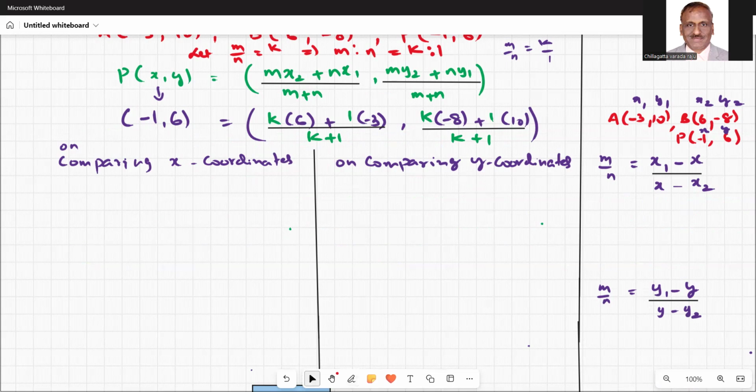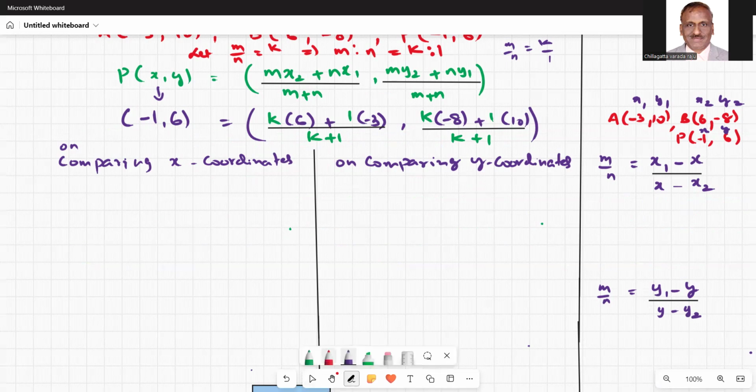So let me first compare the x coordinate here. What are the x coordinates? In the point P, the x coordinate is -1. In the formula, the x coordinate is k into 6 plus 1 into -3 by k plus 1. So when you compare, -1 is equal to (6k plus -3) divided by (k plus 1). Shall I cross multiply it? -1 into k minus k, -1 into 1 minus 1 is equal to 6k minus 3.